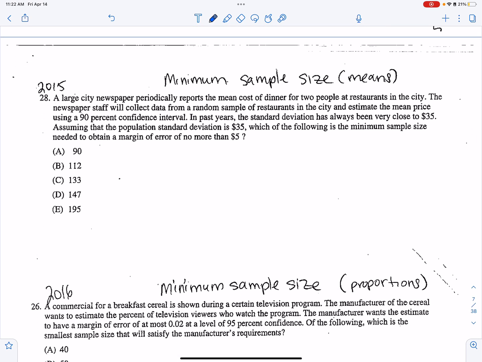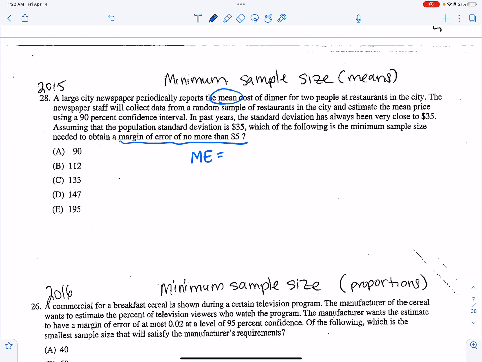Okay, minimum sample size. So this one I see on the test very frequently, and you just need to make sure you remember what the formula is for this. So I'm looking for, this one all is margin of error. So margin of error, and I look here and I see it's looking for means.